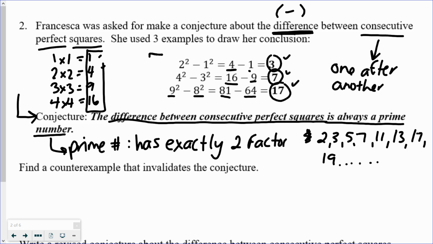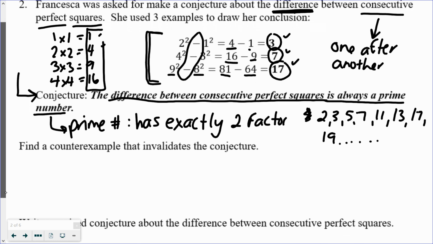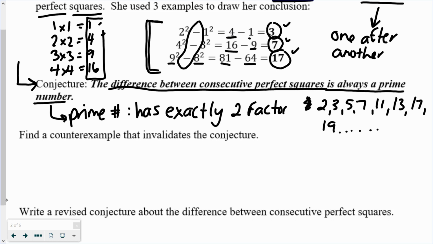So based on the examples that she chose, her conjecture makes sense, right? The difference, indicating subtraction, between consecutive perfect squares is always a prime number. So yeah, based on the examples that she chose, that does make sense. But it says, find a counterexample that invalidates this conjecture.